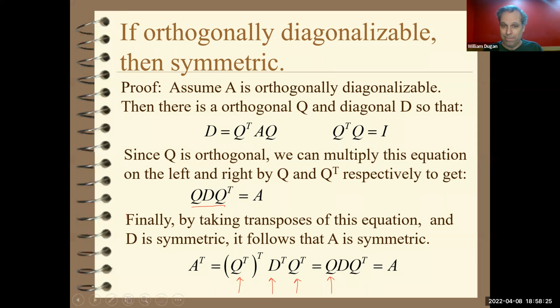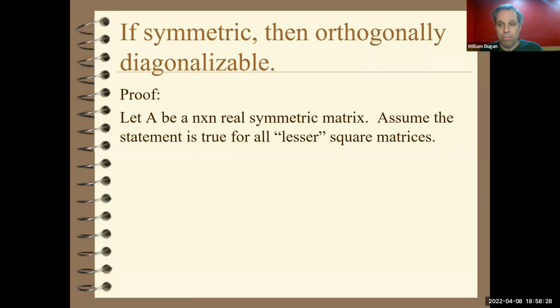Now, in the other direction, I'm going to assume that we have a real symmetric matrix. I'm going to do this proof in an inductive manner. We're going to assume that the statement is true for all matrices of size n-1 by n-1 or smaller: any real symmetric square matrix of that size is orthogonally diagonalizable. From that, we'll prove that the statement is also true for a slightly larger matrix. So if it's true for a small matrix, it's true for a slightly bigger matrix, and so on. Therefore, it's true for all n by n symmetric matrices. Okay, so here's the basic idea.